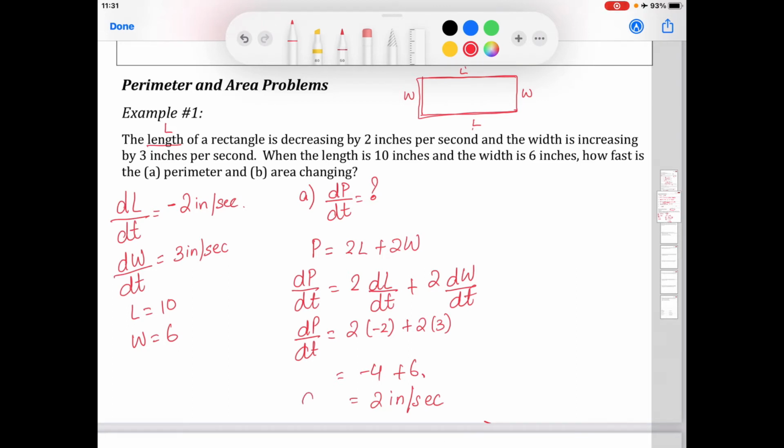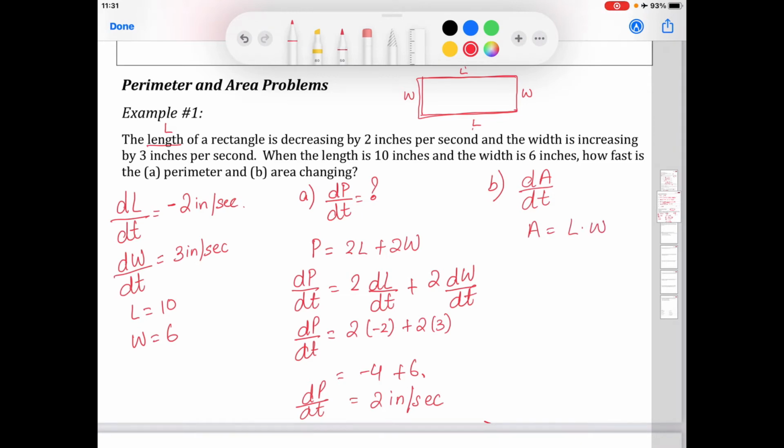So that's basically it. Write your units down. So at this rate, the perimeter is increasing at 2 inches per second. Okay, now part B. It is asking me to find the area changing, dA over dt, right? So what is the formula for area of a rectangle?